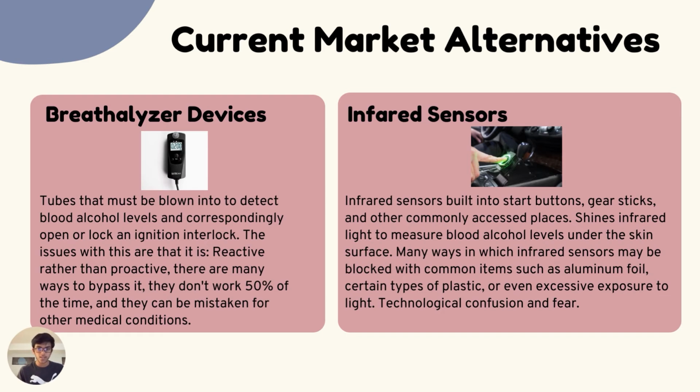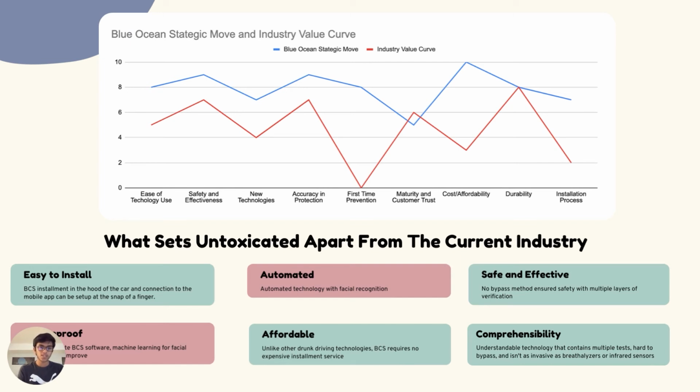Additionally, there are many ways to bypass it. Studies have found that they don't work over 50% of the time. Second is infrared sensors, wherein studies have proved that people don't like this technology because they find it to be super invasive. It can also be blocked with common items such as aluminum foil. Untoxicated is significantly better because, 1, it's easy to install. It's much more proactive since there is no conviction requirement to install this. It's automated since it's on a mobile app, directly sending a signal to the BCS. And it's also significantly more comprehensive, which means it's harder to bypass.